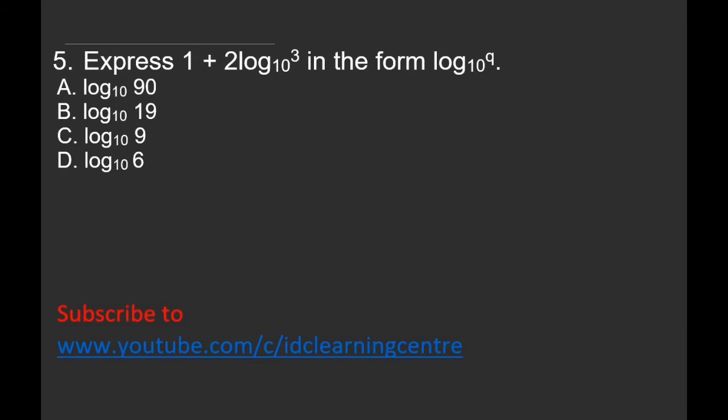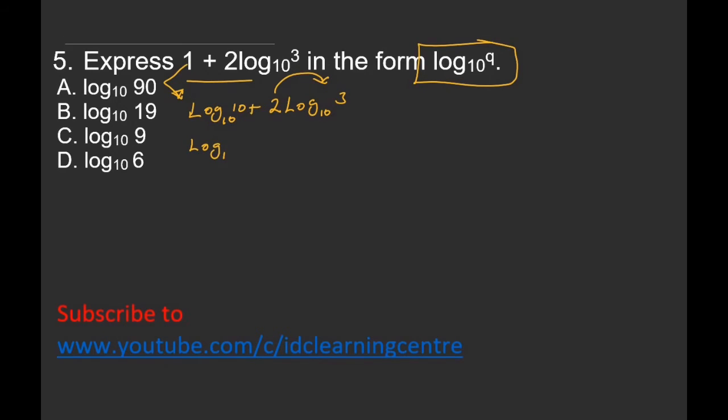Okay, express 1 plus 2 log 10 raised to the power of 3 in the form log 10 raised to the power of q. It means we're asked to express this in a single log like this. How do we do that? Now note that 1 is the same as log 10 to 10, or log to the base of 10 of 10. So log to the base of 10 of 10 is 1. So I can represent 1 by this, plus 2 log to the base of 10 of 3. Now 2 here can be brought here as a power of 3 if you know your laws of logarithm.